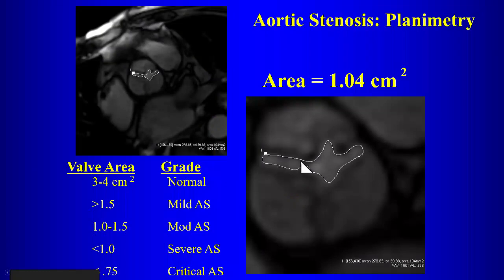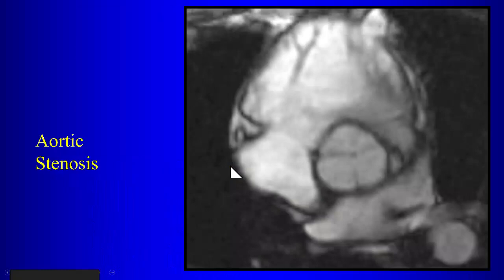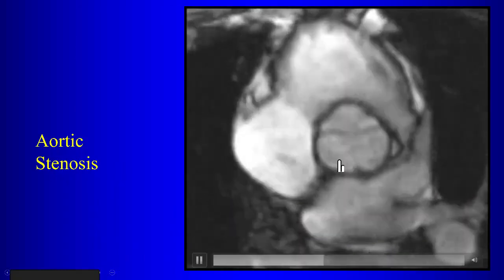You can also directly measure the opening of the aortic valve itself. So when the aortic valve opens maximally, we can measure the area for that, and that does correlate with the degree of aortic stenosis. If it's less than 1 centimeter squared, you have pretty severe aortic stenosis, or pretty significant aortic stenosis at that point. That's called planimetry. So we can also do that.